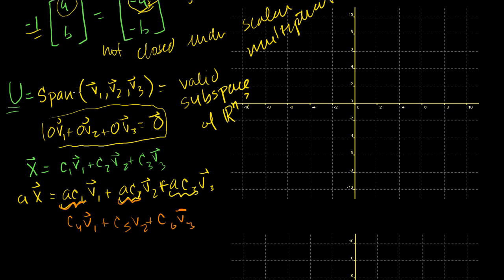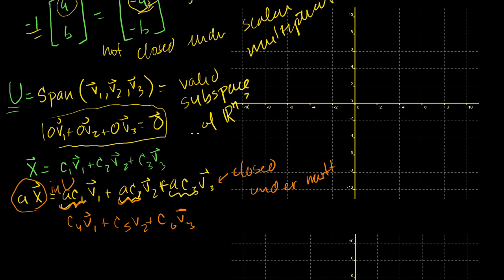So the span is the set of all of the linear combinations of these 3 vectors. Clearly, this is one of the linear combinations, so it's also included in the span. So this is also in U. It's also in the span of those 3 vectors. So it is closed under multiplication.